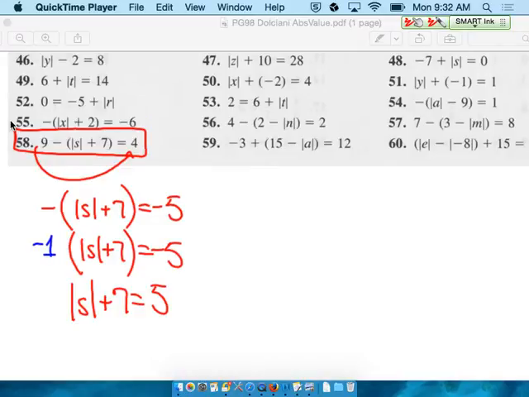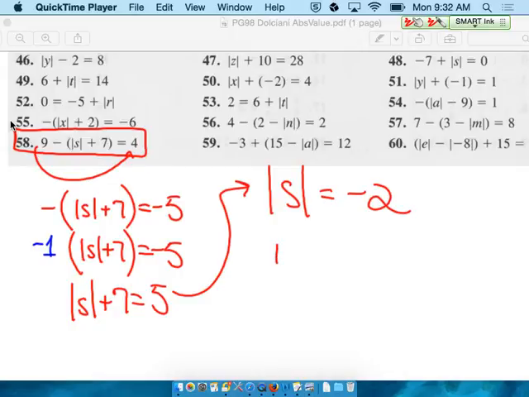And now, to carry on to isolate the absolute value, I would have the absolute value of x, and if I add negative 7 to both sides, I would have the absolute value of x equaling negative 2, and I would have to say that there's no solution to that, because one of the basic premises for absolute value is that the answer must be positive. So that would have no solution. And I feel like you can probably take the rest on your own.